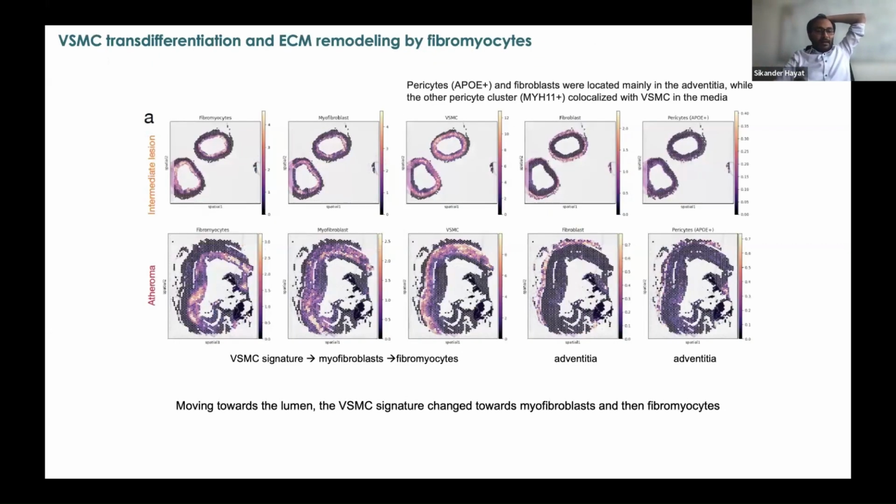So again, this is quite exciting because it shows how the spatial transcriptomics data could be useful for validating some of the existing hypotheses, but also generating new hypotheses. Another thing that we found quite interesting was that when we were moving from lumen towards the adventitia, we could find a VSMC signature which was changing more towards myofibroblasts and then to fibromyocytes. This is shown here on the top in the intermediate atherosclerosis, and on the bottom in advanced disease stage, which was even more prominent, to show this transition from VSMC signature to fibromyocytes.